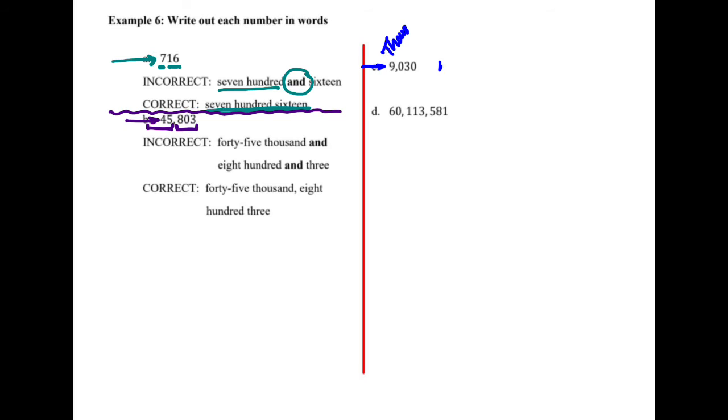So 9,000. Now where the number has commas, you're going to put a comma. Okay, so now this last part, that's just 30. You don't say 0, 100, 30, okay, or 0, 100, 30, 0. No, you just read the number as 30.